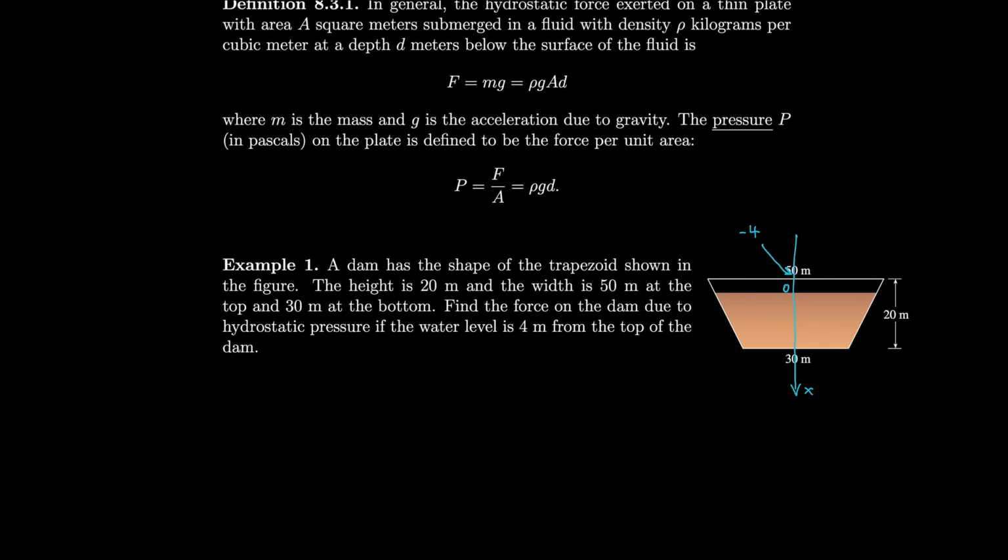So let's take a look at an arbitrary little rectangle. We'll chop up all of the water so that we can see the pressure on a single plate of water and then add those up. Okay, so this is roughly a rectangle. It has some tiny width, delta x. So I'm chopping up the water.